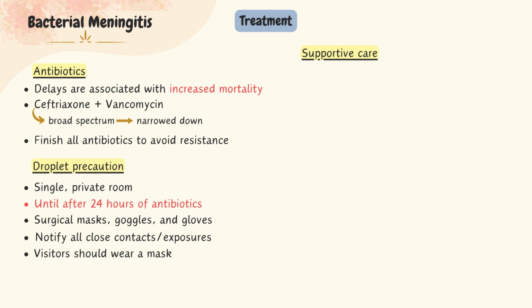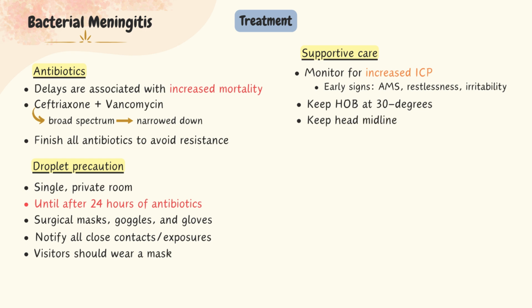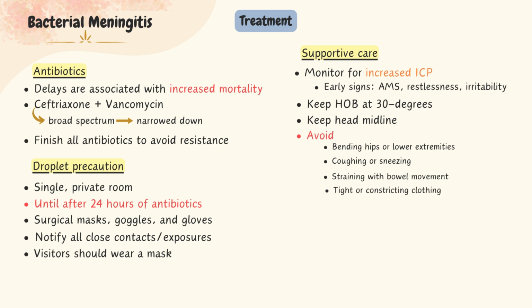Supportive care of meningitis includes monitoring neurostatus and signs and symptoms of increased intracranial pressure, or ICP. Early signs of ICP in adults include altered mental status, restlessness, and irritability. Measures to prevent increased ICP include keeping HOB at 30 degrees, keep head midline with neutral neck position, no bending hips or lower extremities, avoid coughing or sneezing, avoid straining with bowel movement, avoid tight or constricting clothing, and minimize stimulation by dimming lights, keeping a quiet environment, and speaking in whispers or quiet voices.